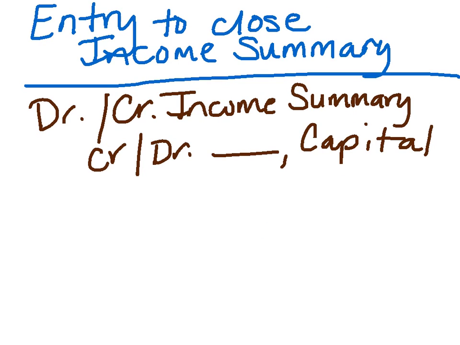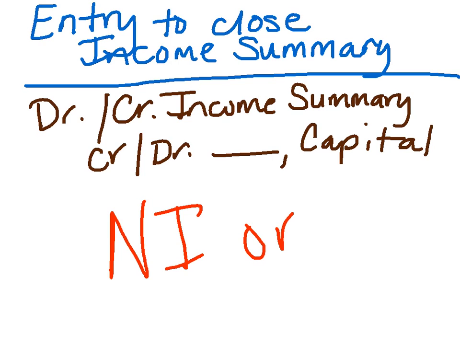The third step in the closing process closes income summary. And you can see from my slide, I'm telling you that you'll either debit or credit income summary, and you'll either debit or credit the capital account. The reason I can't tell you specifically is because this one will be dependent upon whether or not you have net income or net loss. The dollar amount of this journal entry represents net income or net loss, depending on what it is you have.